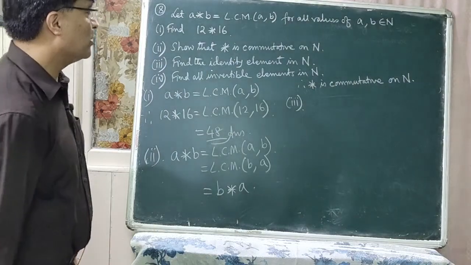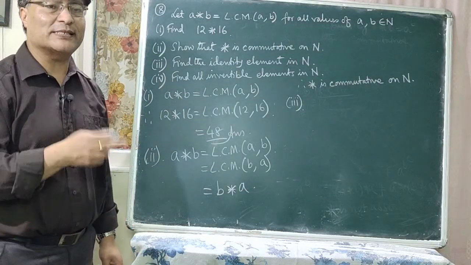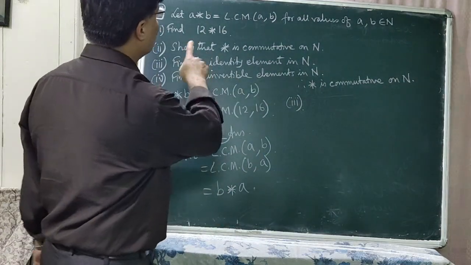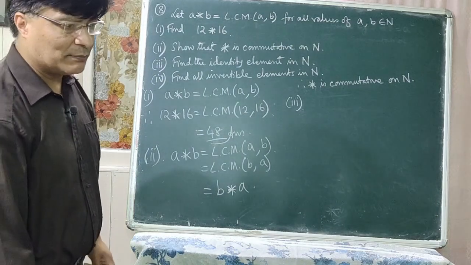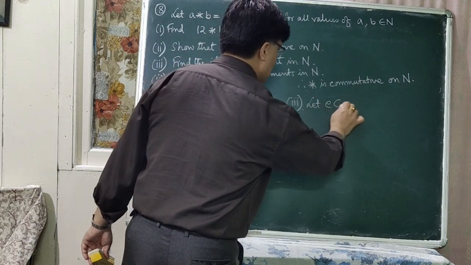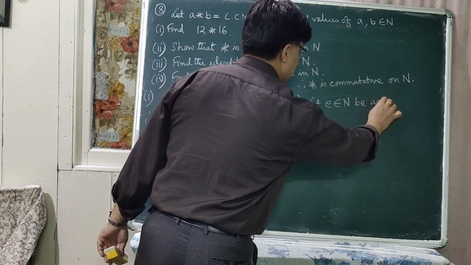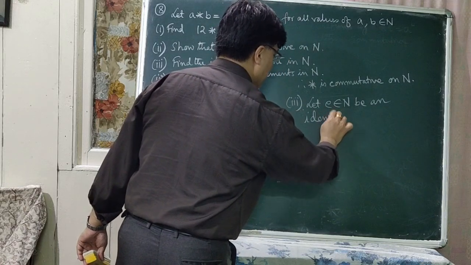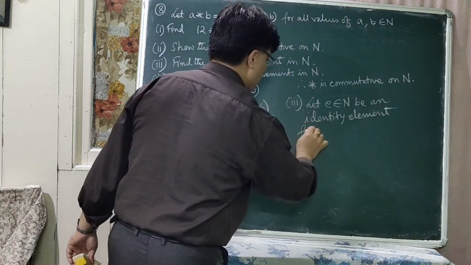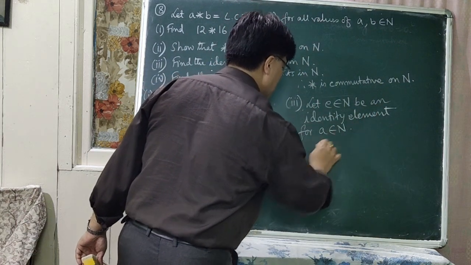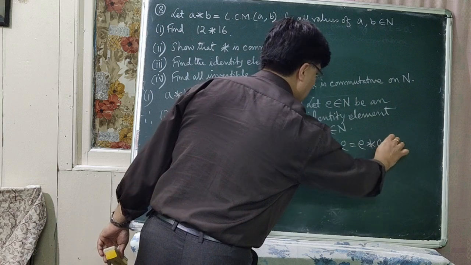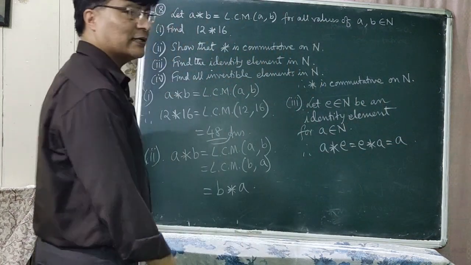So now number 3, you have to find out the identity element in the set of natural numbers for this definition, right? So here the definition is A star B is equal to LCM of A comma B. So let us assume that E belongs to the set of natural numbers, be an identity element. So for A belongs to the set of natural numbers, therefore A star E is equal to E star A is equal to A. Is that clear?